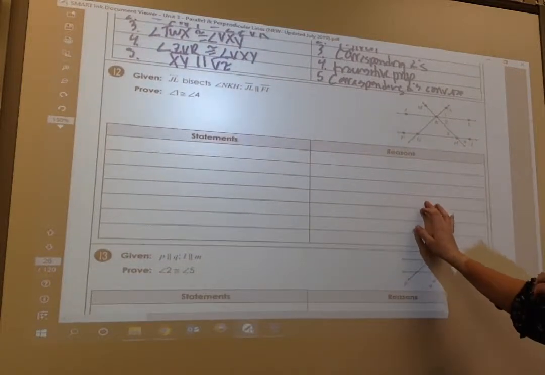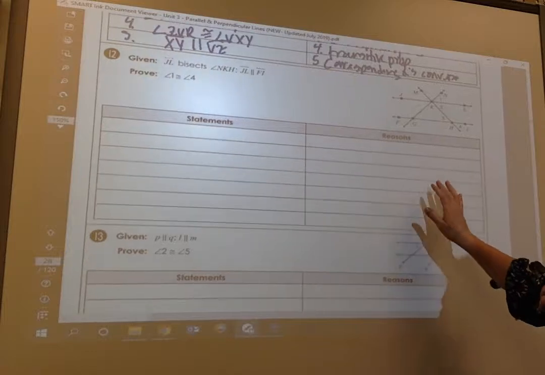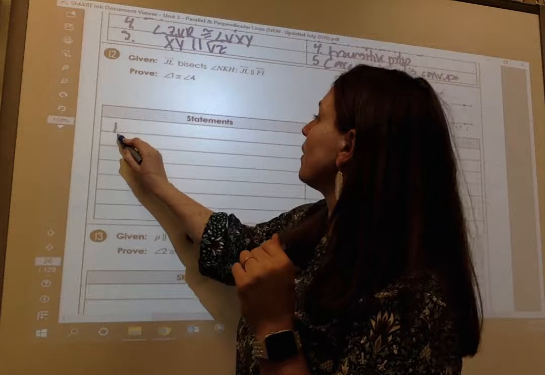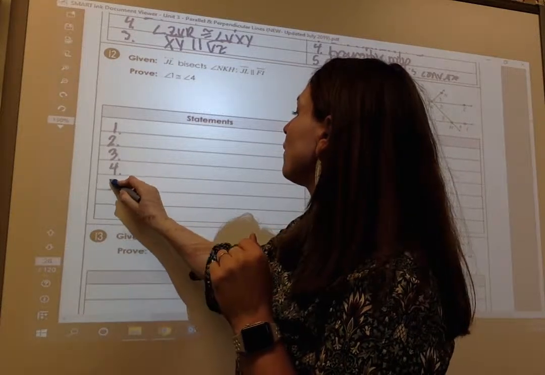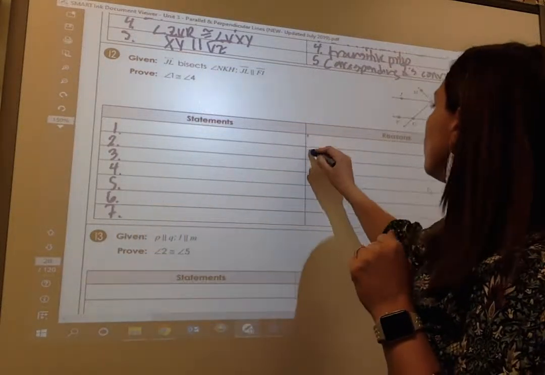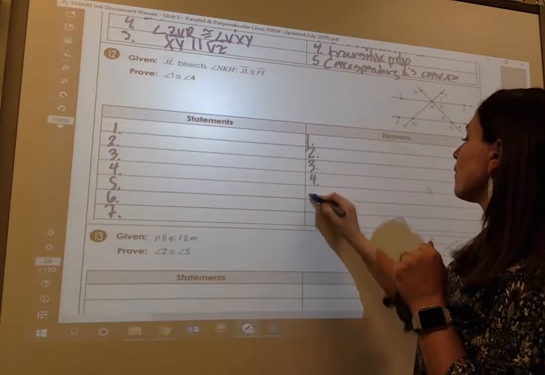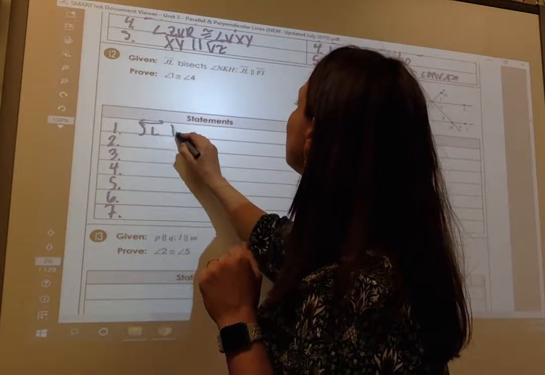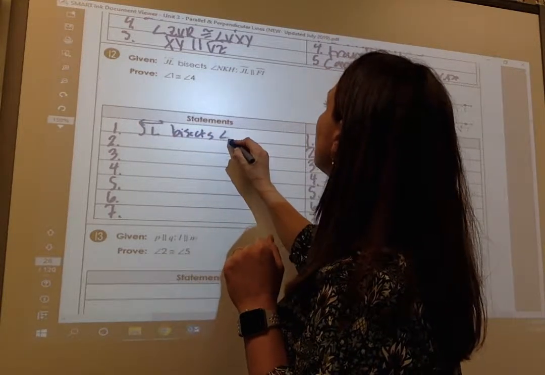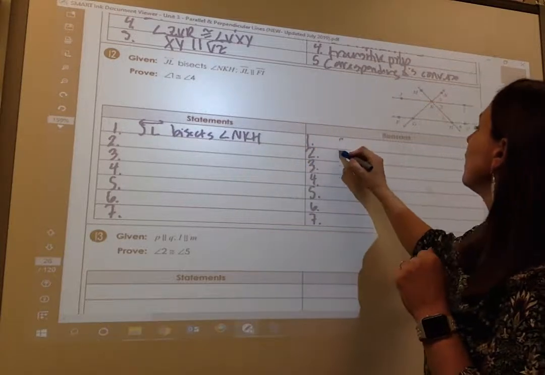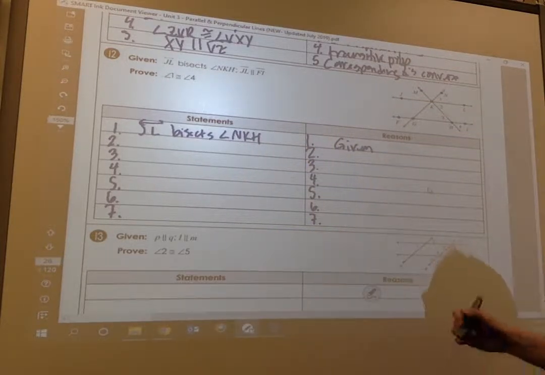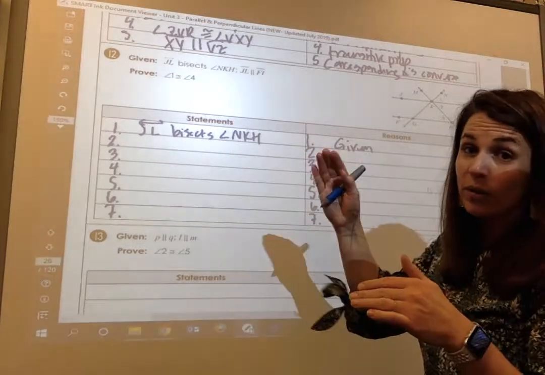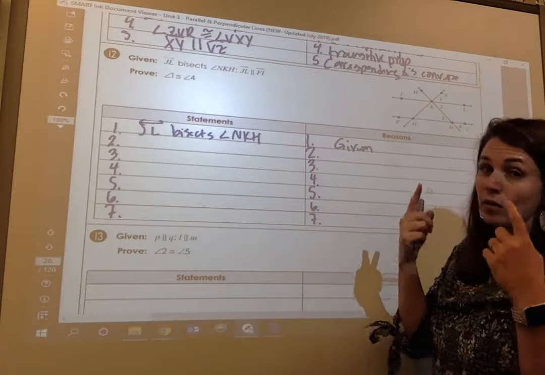All right, let's take a look at number 12, making sure that you can see this one. All right, so here we go. Again, I'm going to list out the steps 1, 2, 3, 4, 5, 6, and 7. I know that JL bisects angle NKH, and that's a given statement. I don't have to list every given statement, but I know right away, one after another, so I don't lose my train of thought.